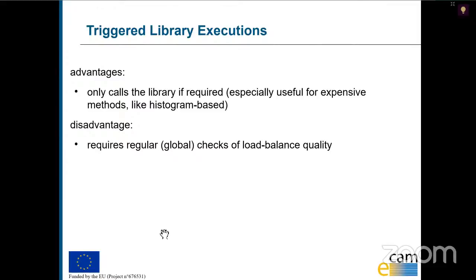What you can do to mitigate these disadvantages a bit is to combine these two strategies to a certain degree, so that you only check after a certain number of time steps if the load balancing quality degraded, and then would trigger a call to the library or not, if the quality is not worse than your defined threshold.